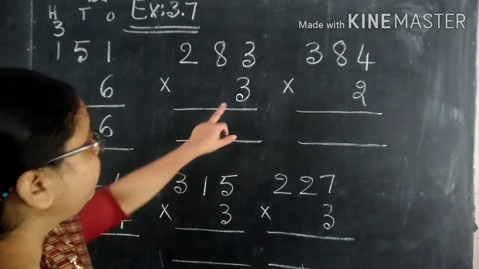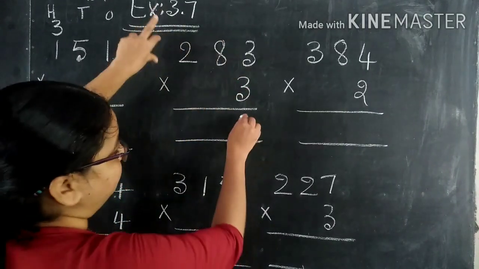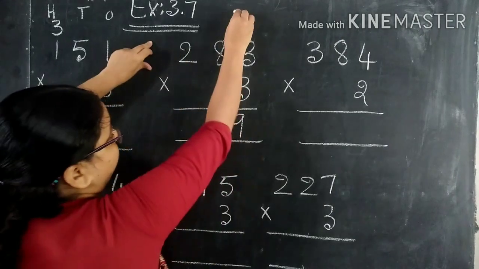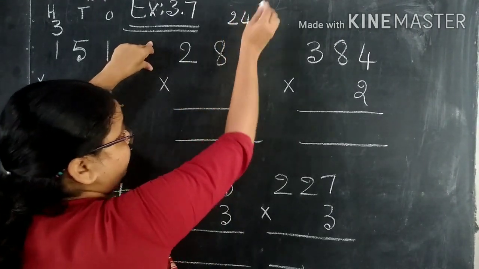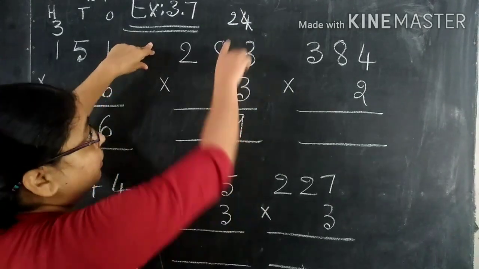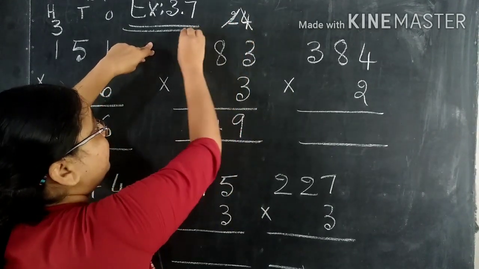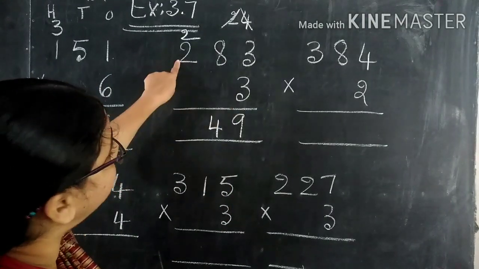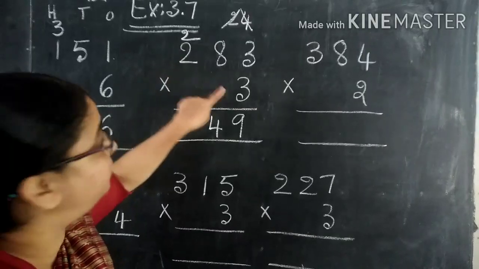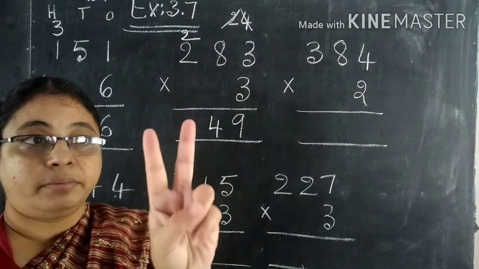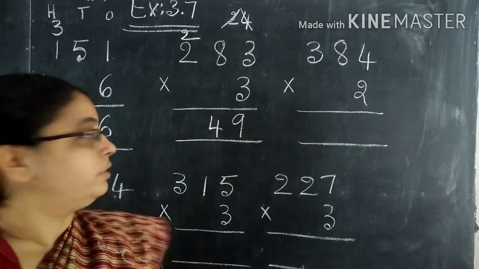we can do it. 3 3s are 9. Next, 3 8s, 24. For your sake I am writing here. So first 4 you write down here. Okay. Now 2 is there. 2 will be carried to the next place. Right? Now 3 2s are 6. Here 2 is there. 7, 8.